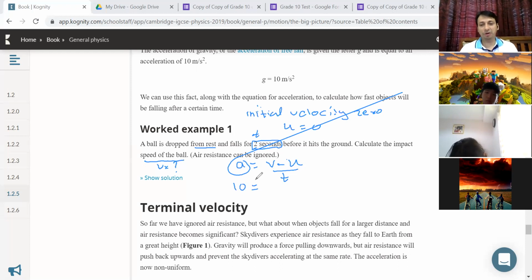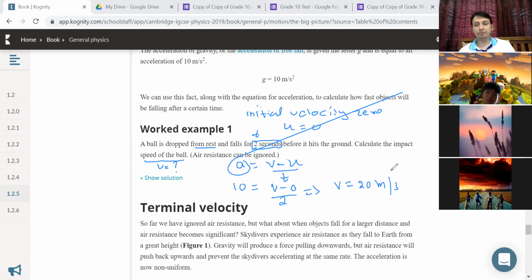You have to remember, we have to calculate v, and u is 0. Time is given as 2 seconds. Then if you cross multiply, you will get v is equal to 10 times 2, that is 20 meter per second. So here the velocity v is equal to 20 meter per second in this case. The velocity of impact is 20 meter per second.